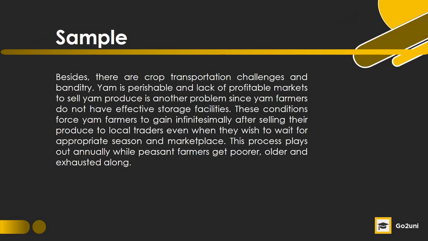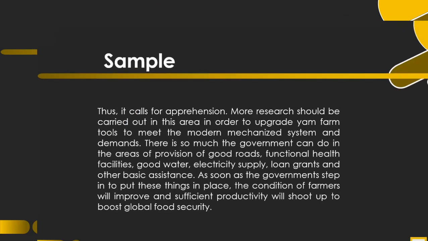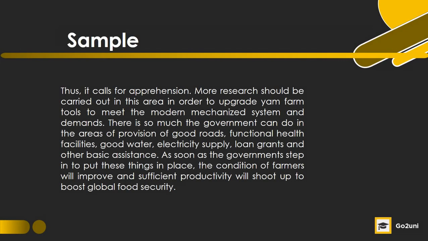Besides, there are crop transportation challenges and banditry. Yam is perishable and lack of profitable markets to sell yam produce is another problem since yam farmers do not have effective storage facilities. These conditions force yam farmers to gain infinitesimally after selling their produce to local traders even when they wish to wait for appropriate season and marketplace. This process plays out annually while peasant farmers get poorer, older, and exhausted along. Thus, it calls for apprehension.